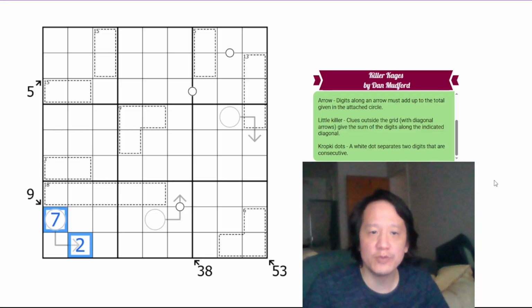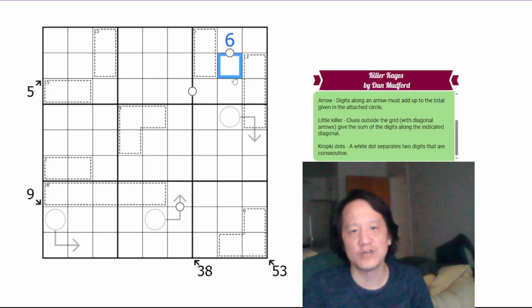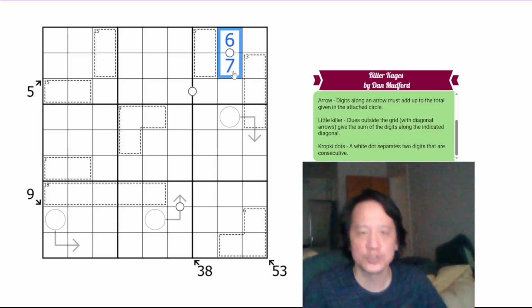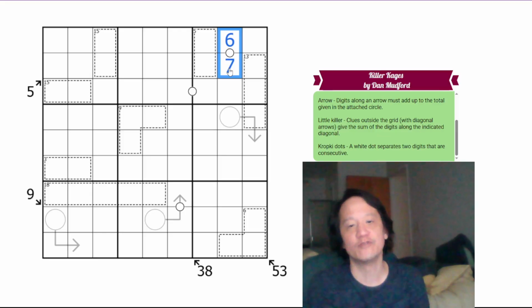And finally, we have Kropke dots, where a white dot separates two digits that are consecutive. So, for example, if this were, say, a 6, this would have to be a 5 or a 7 to make sure that these digits are consecutive or have a difference of 1. That's another way of putting it.